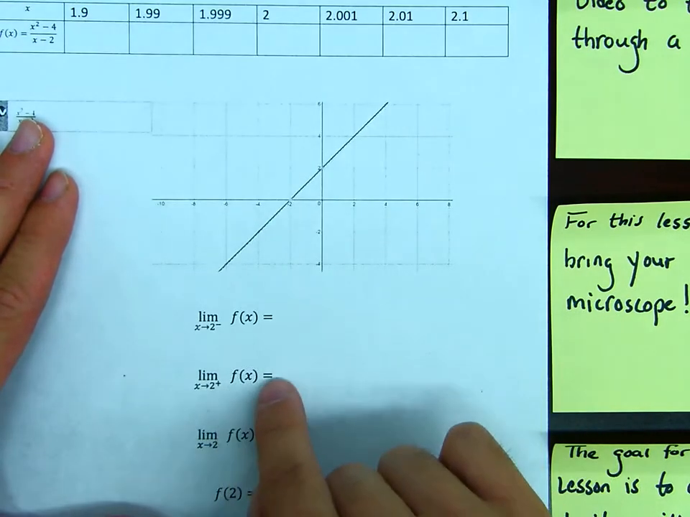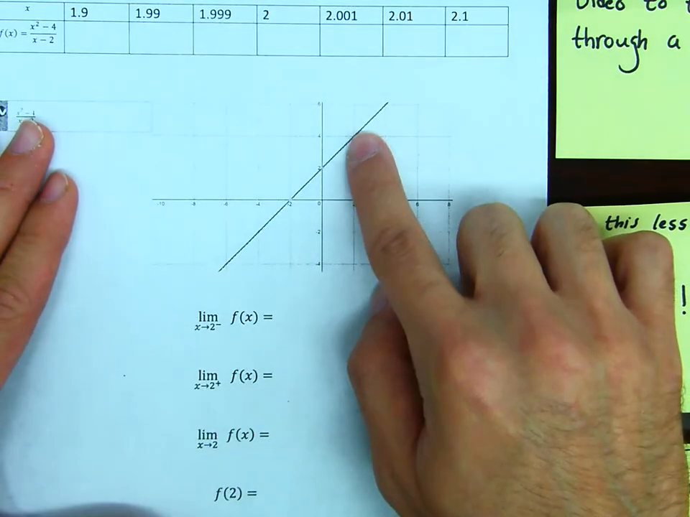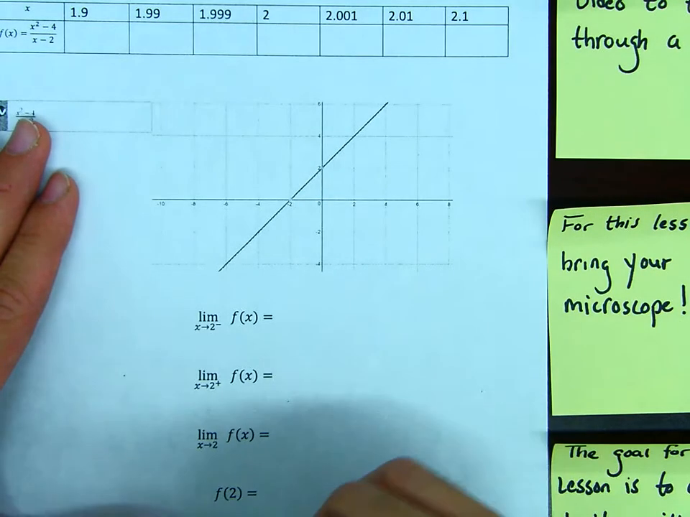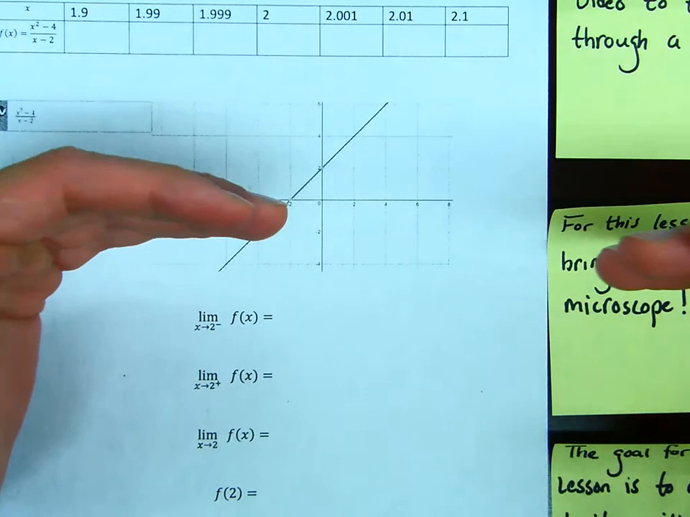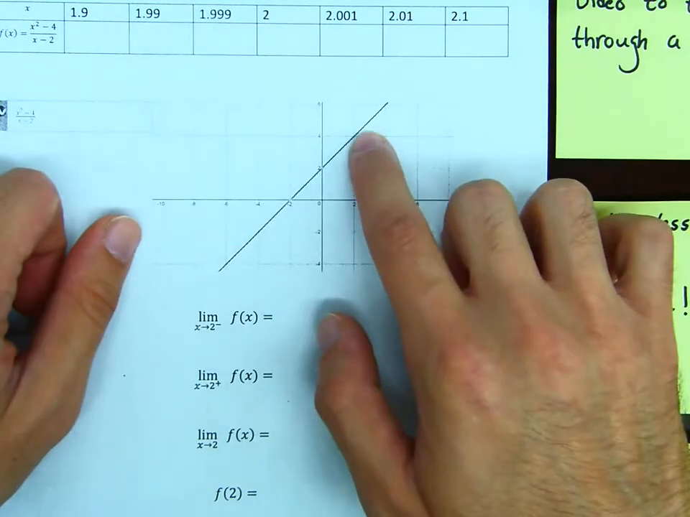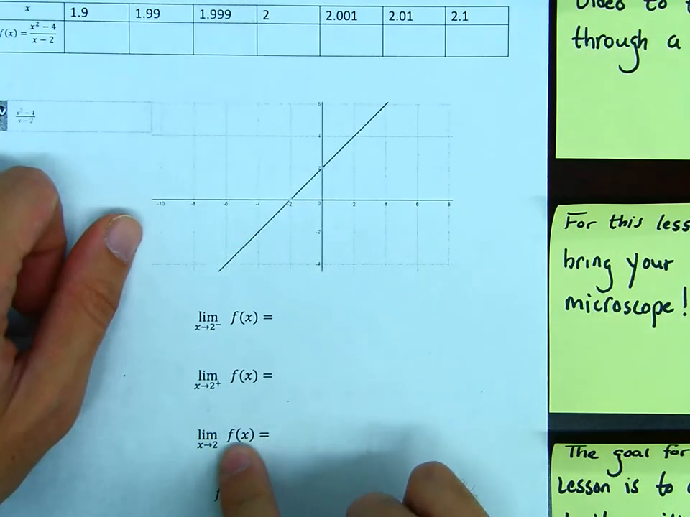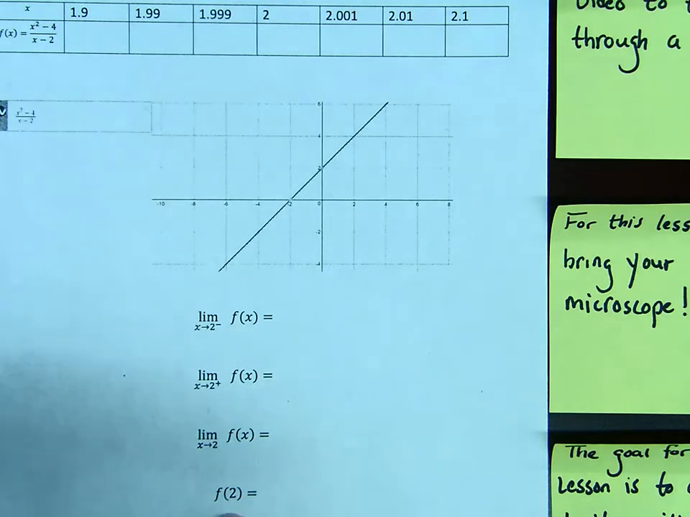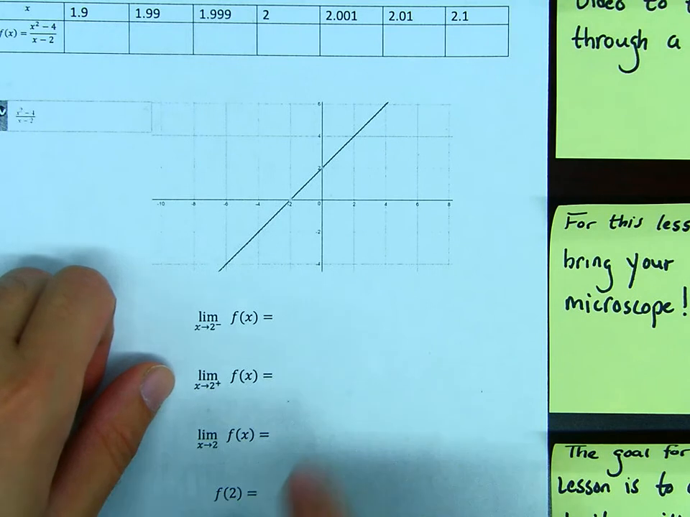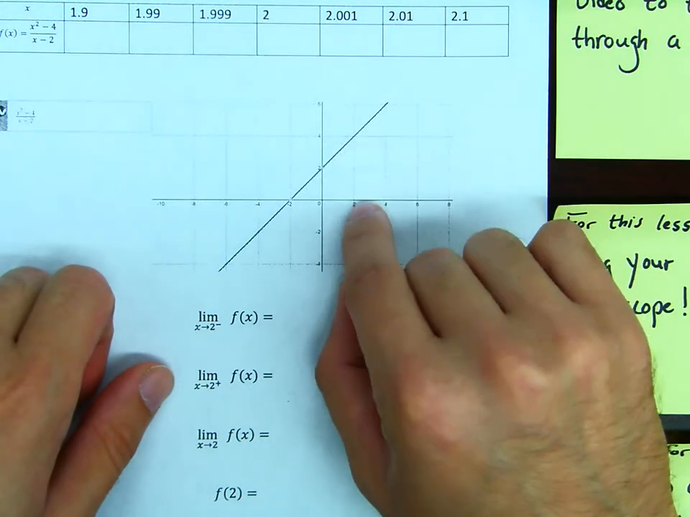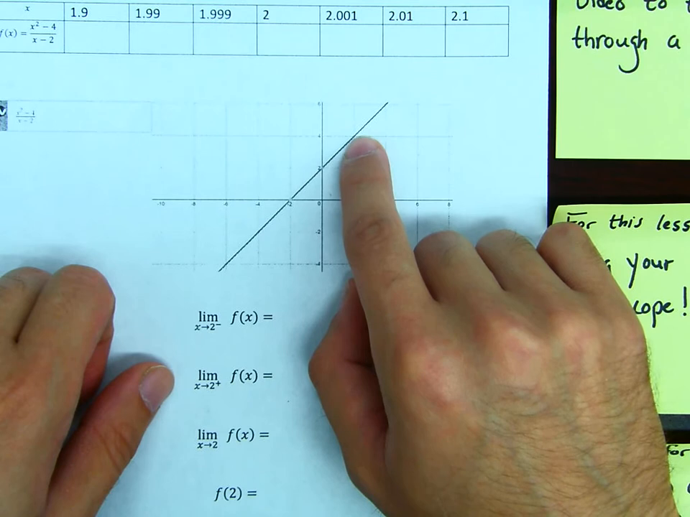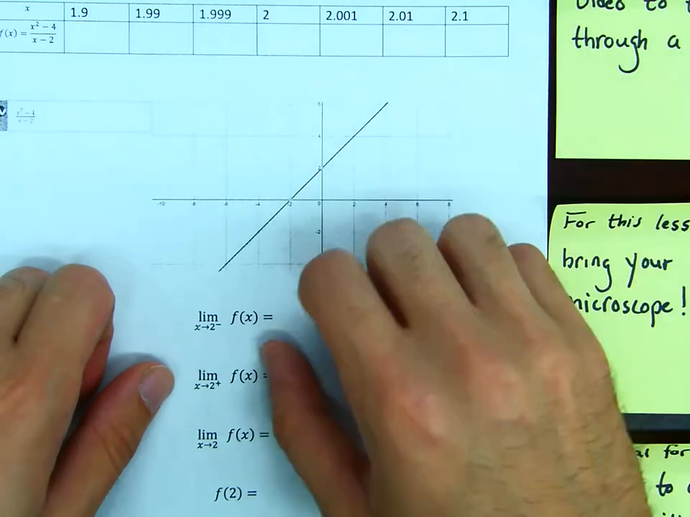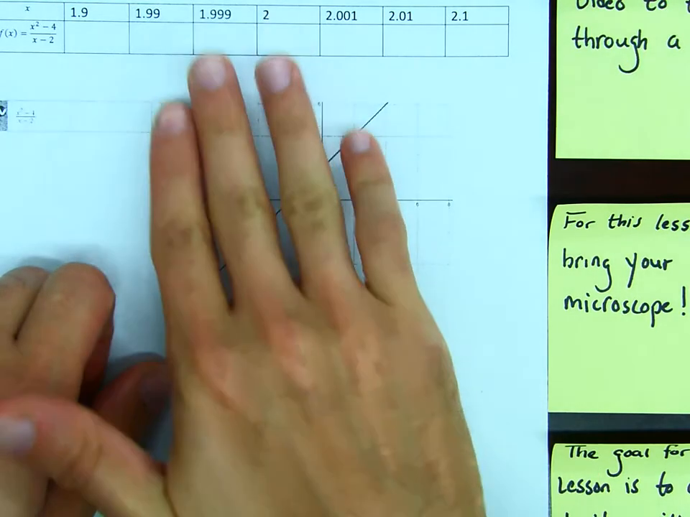It looks like the limit from the right is also 4, as you're approaching x equals 2 from the right. If the limit from the left and the limit from the right approach the same location at 4, then the limit in general will equal 4. And let's look at the last question: what is f of 2? Just by looking at this graph, when you plug in x equals 2, is this an open or closed circle? It looks closed, so it's 4. This looks pretty straightforward with a graph.